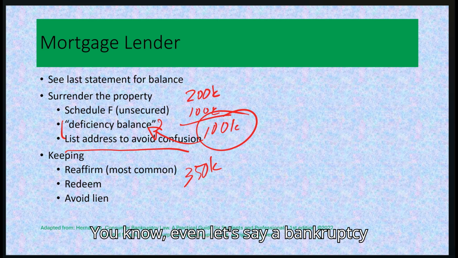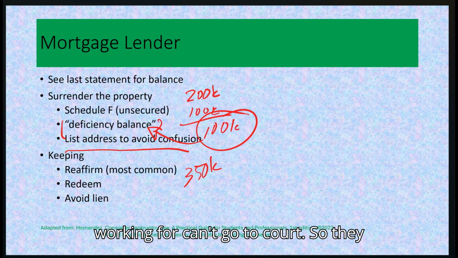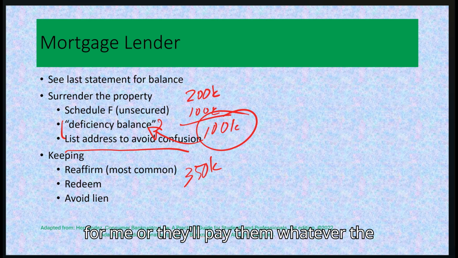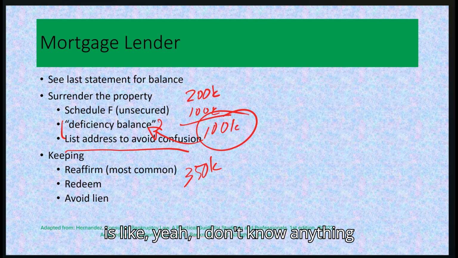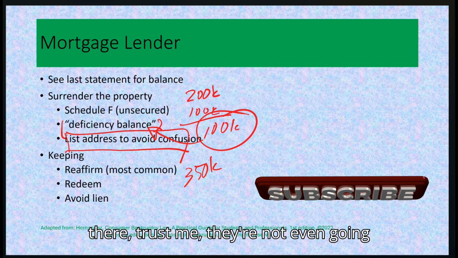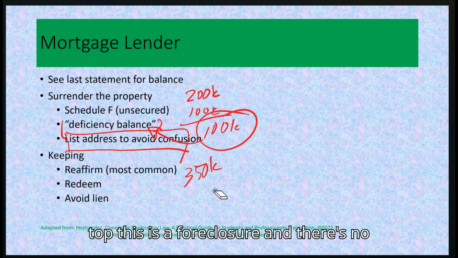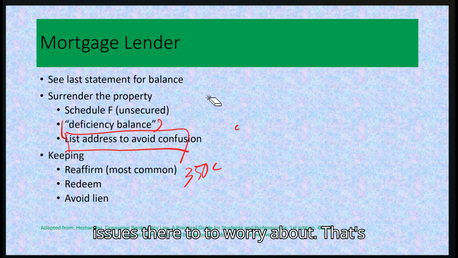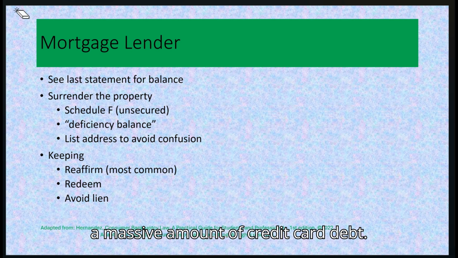Even let's say the lawyer you're working for can't go to court, so they tell another lawyer or friend, hey, cover for me, or they'll pay them, whatever the deal is. And that lawyer goes to court and is like, yeah, I don't know anything about this 350,000. But if it's listed there, trust me, they're not even going to ask the lawyer. They're going to realize right off the top this is a foreclosure and there's no issues there to worry about. That's not going to trigger anything. What triggers everything is really a massive amount of credit card debt.